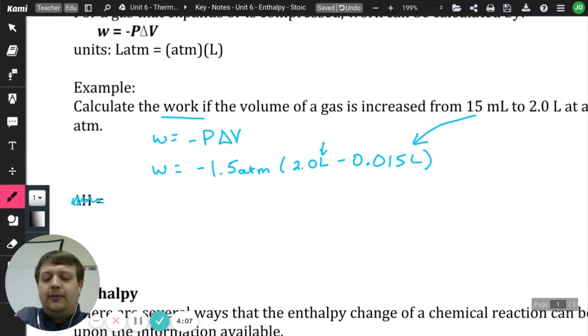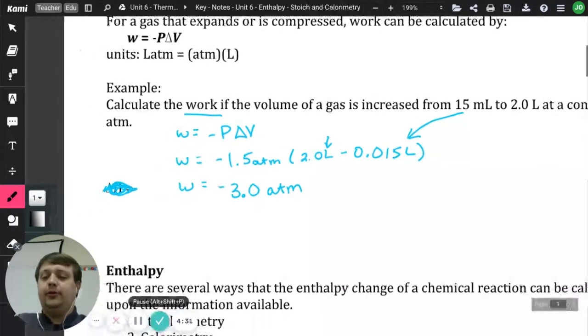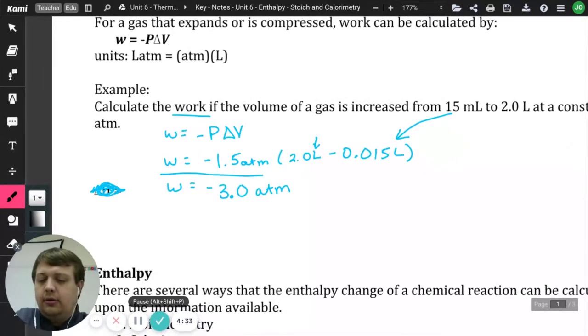So we're actually going to get rid of this because all that was supposed to be was the work. So work equals negative 3.0 liter atmospheres. So you're going to get 1.5 times 2, essentially. And so negative 1.5 times 2, that would give us 3. And then that would be what you do to solve for work. All right? And so this would be our final answer.